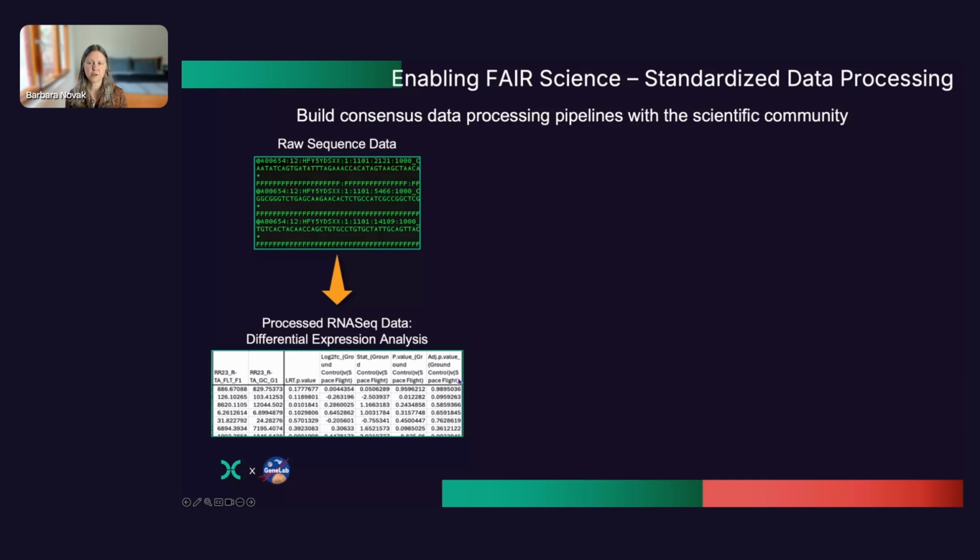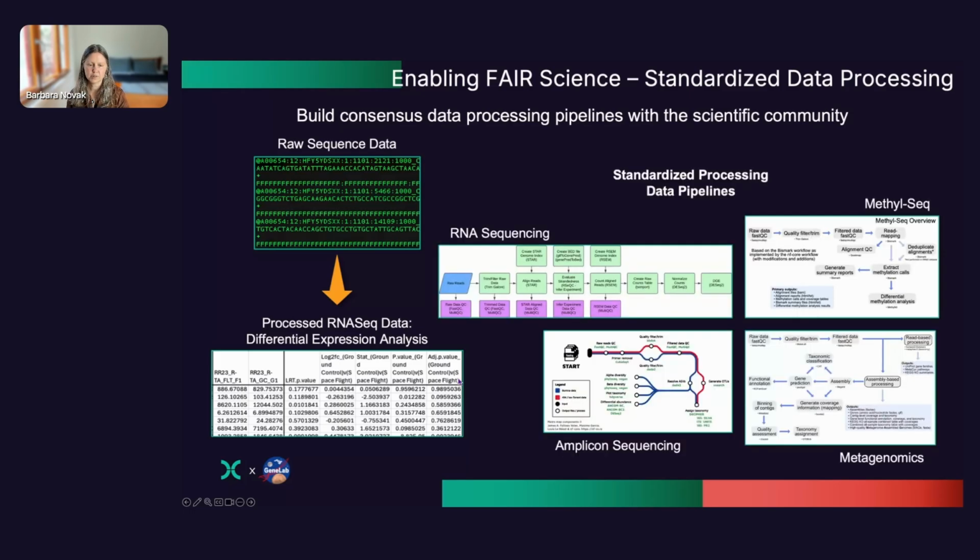So for complex data types, such as sequencing data, it can be quite difficult for biologists without an extensive computational background or access to compute resources to make use of the raw data. For these types of data, we work with our AWGs to build standardized pipelines and workflows to process the raw data into a final processed format that users can access on their own laptops. And here's an example of 4 of our standardized data processing pipelines: RNA sequencing, amplicon sequencing, metagenomics, methylseq.